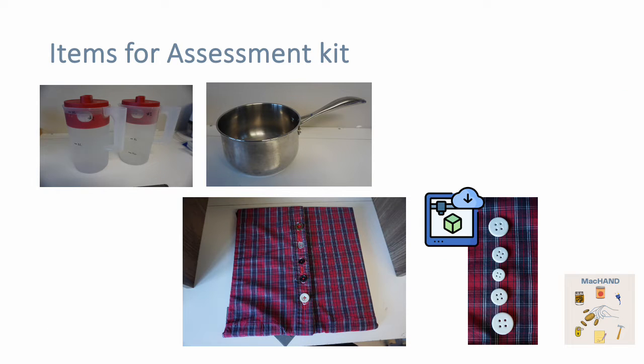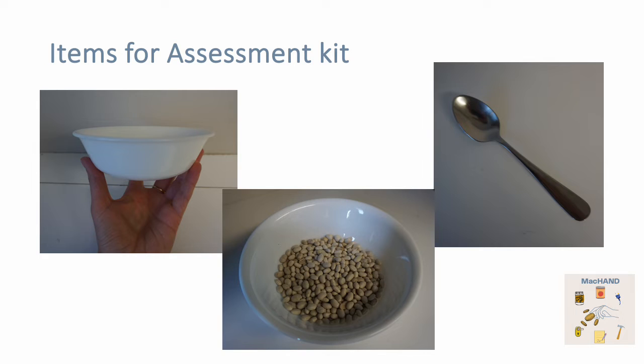You will then need two 2-liter plastic jugs with markings, which are indicated in the instruction manuals, a 3-quart stainless steel saucepan, and 3D printed buttons sewn onto fabric like a shirt on a wooden frame, or buttons that match the specific size requirements. Then you will need a Corelle cereal bowl, half a cup of dried navy beans, and a regular soup spoon.